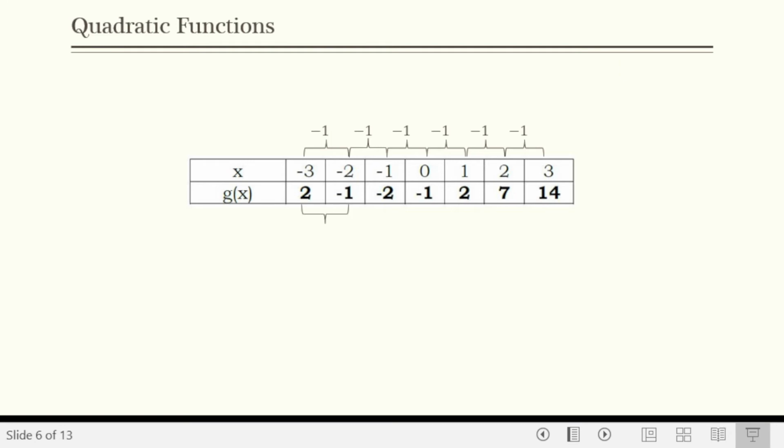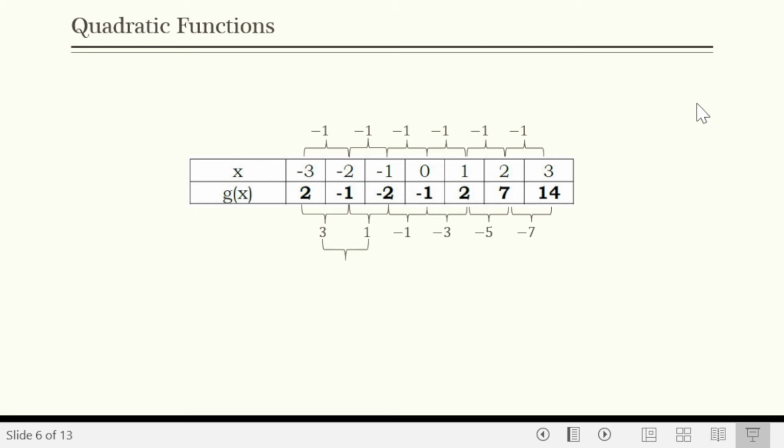So, 2 minus negative 1, that is 3. Negative 1 minus negative 2, that is 1. Negative 2 minus negative 1, that is negative 1. Negative 1 minus 2, that is negative 3. 2 minus 7, that is negative 5. And 7 minus 14, that is negative 7. So, walang uniform difference at first, right? So, since wala, let's proceed.